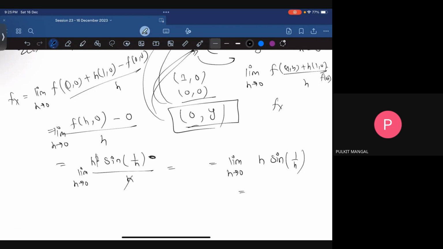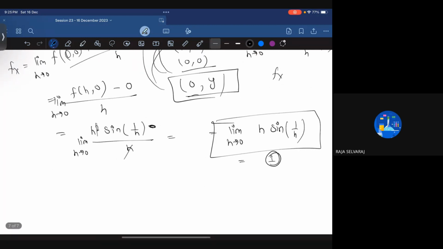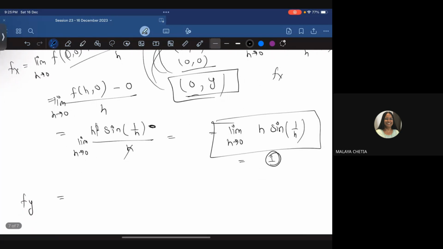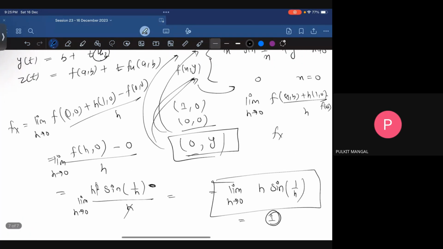Now, what would be the limit for this? Can we find it? Yes, sir, I think it is 1. Because, yeah. Now, for fy, if you check sine theta by theta, then only it will be 1.